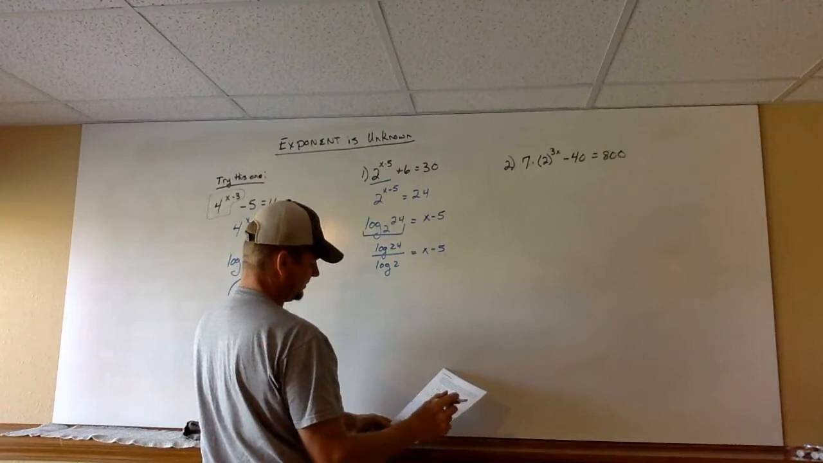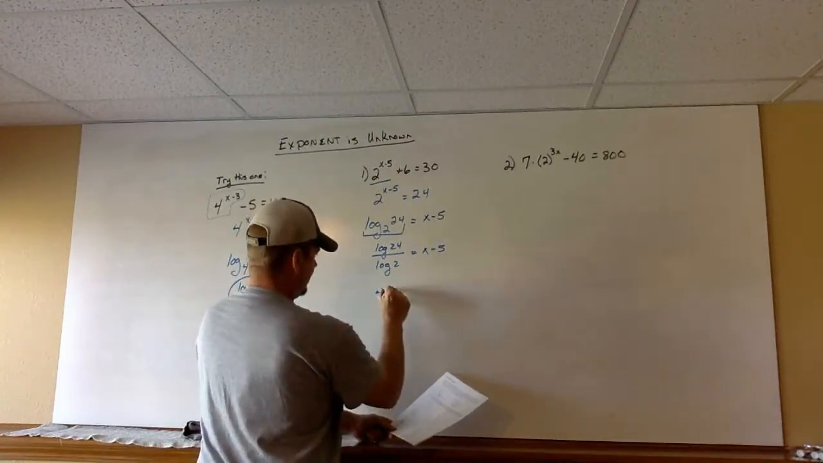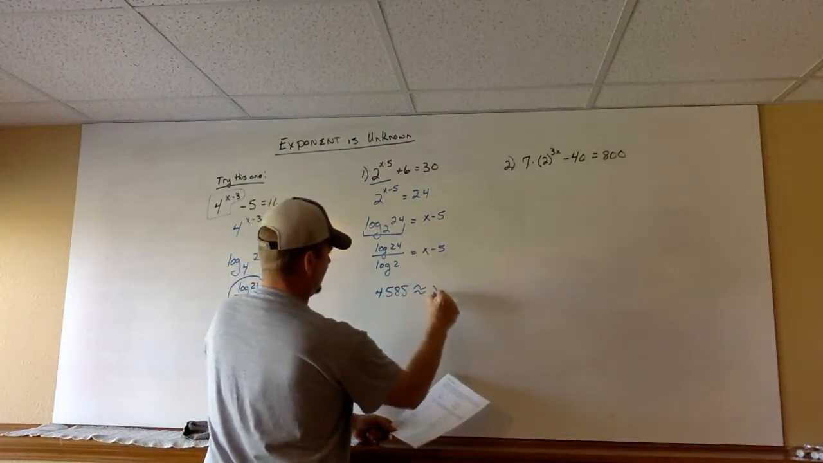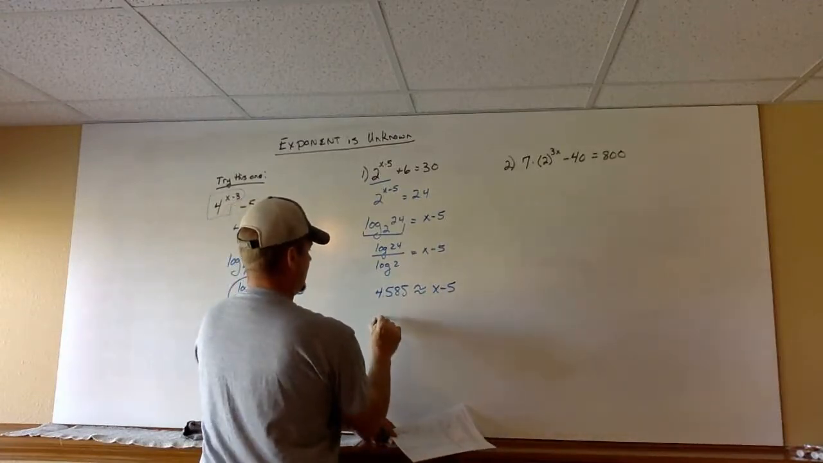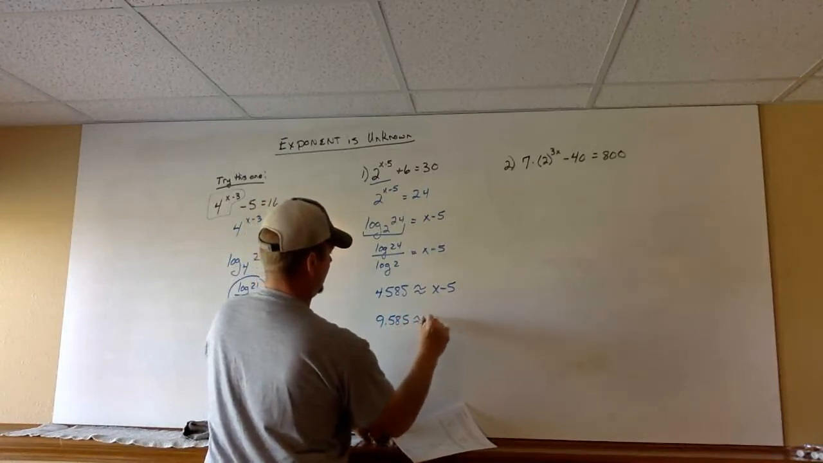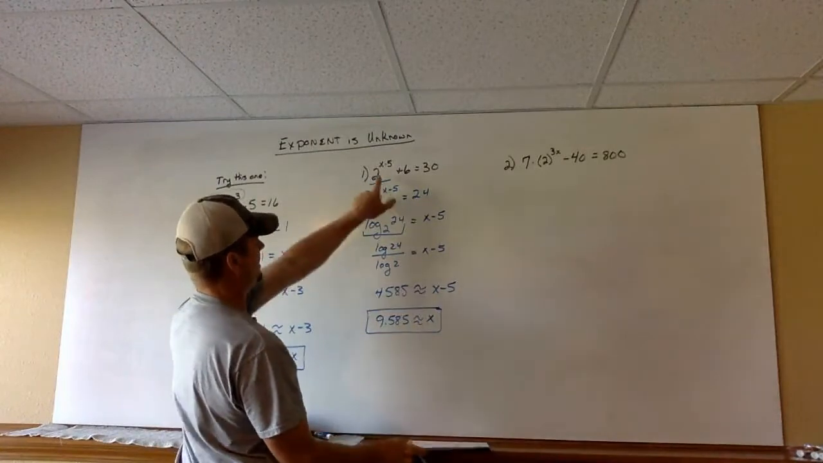And when I do, I get 4.585 is approximately what x minus 5 equals. I add my 5 across, so 9.585 is approximately equal to x, and that's what x is.